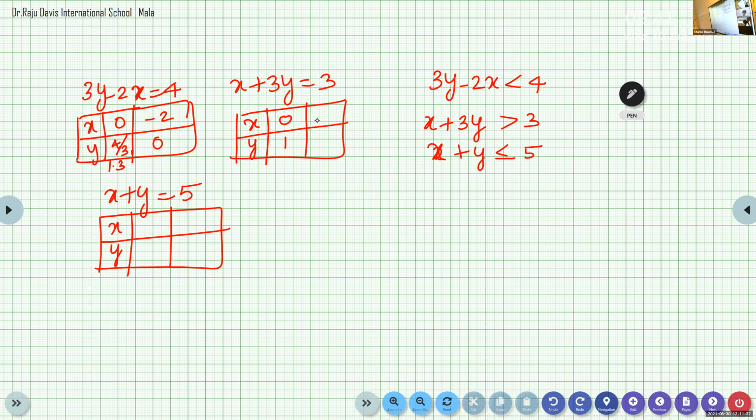What about the next one? When x is 0, y is 5. When y is 0, x is 5. Now I am going to plot the line. Okay, all of you listen, children. First I am drawing the axes, x-axis and y-axis: X, x dash, y, y dash. Then we want to plot the points, isn't it?